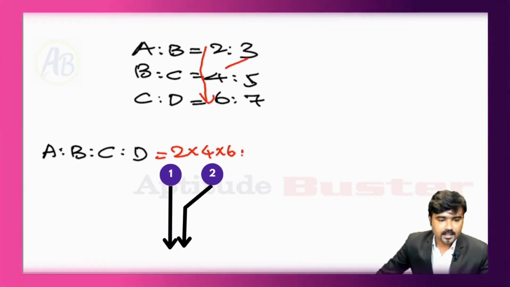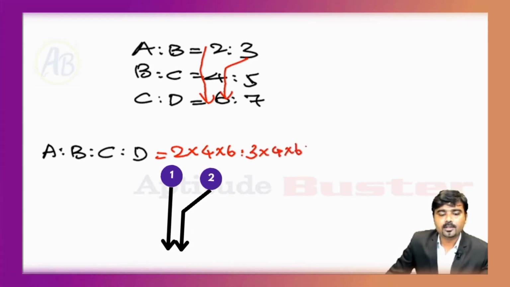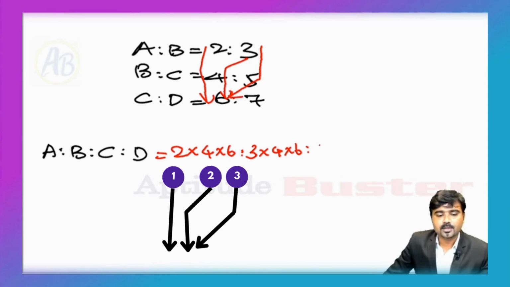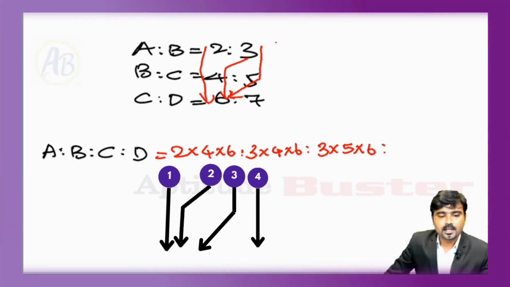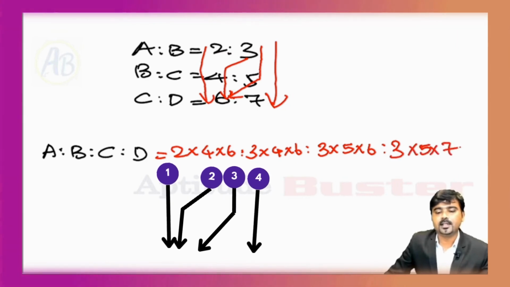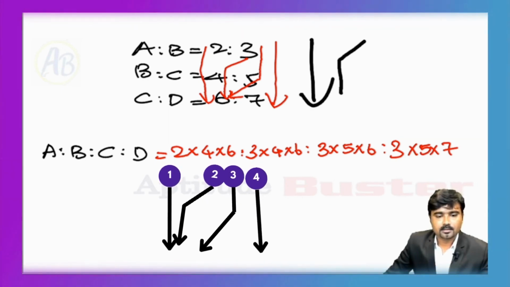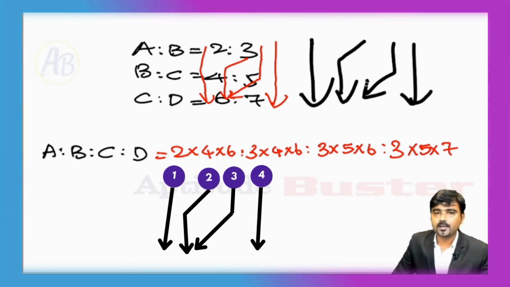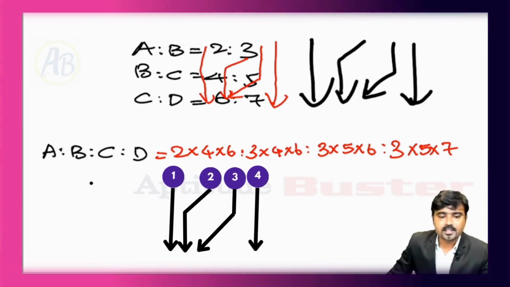Next, 3 into 4 into 6, this is B ratio. 3 into 5 into 6, this is third ratio. Next one, 3 into 5 into 7, that's D ratio. It is like, the diagram will be like this. Have you understood? Okay, I think no need for any more explanation for these kind of questions, right?